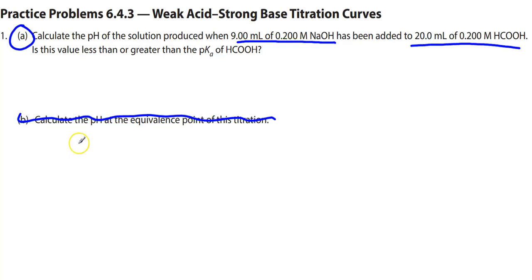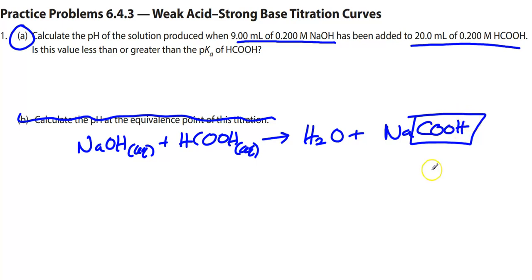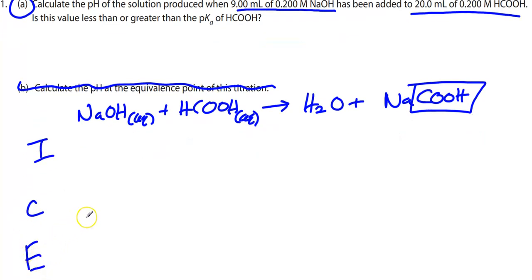Let's write out our reaction. We have NaOH reacting with HCOOH. This is going to make water and sodium methanoate. This is the ion that I'm talking about that will later on do equilibrium. Let's look at the initial. So we'll do our initial here, just to determine what's going on.